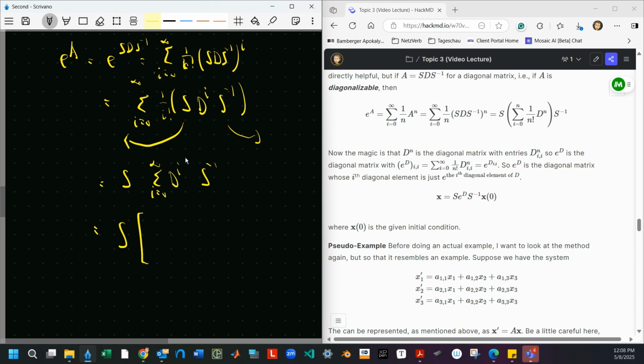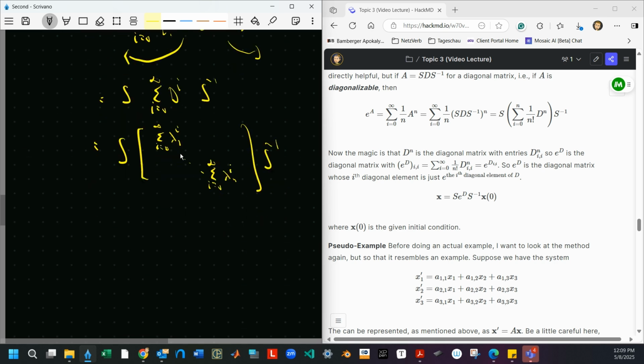So this is now just S. And if we jump inside and look at the summation, this is the summation i equals 0 to infinity of lambda 1 to the i, and all the way down, the summation i equals 0 to infinity of lambda n to the i, and then S inverse. But what are these? Well, this is just e to the lambda 1, through e to the lambda n. So this is just S, e to the lambda 1, dot dot dot, e to the lambda n, S inverse.